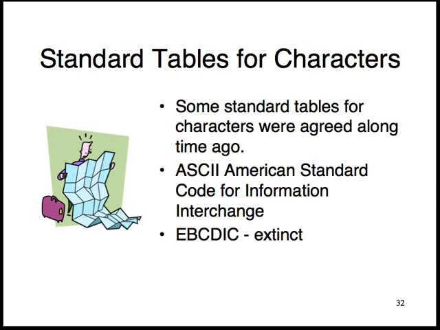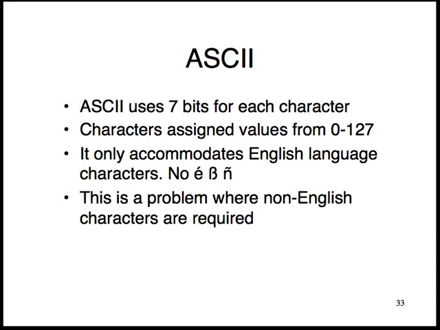And so ASCII uses 7 bits for each character. So in 7 bits, you can have values from 0 to 127. So 0, 0, 0, 0, 0, 0, 0 is 0, and 1, 1, 1, 1, 1, 1, 1 is 127. Okay? And that was hunky-dory for a long time.